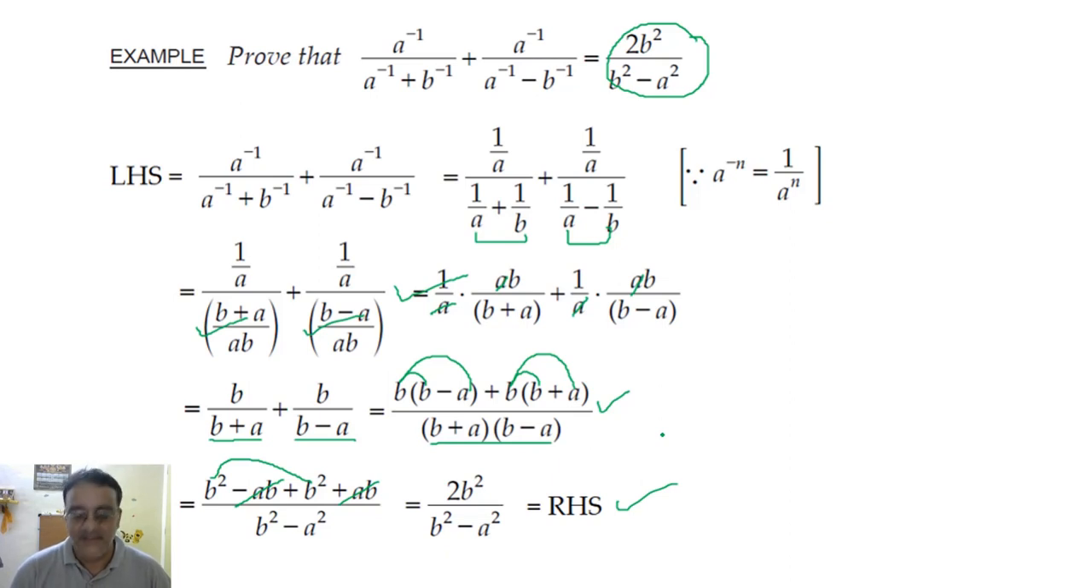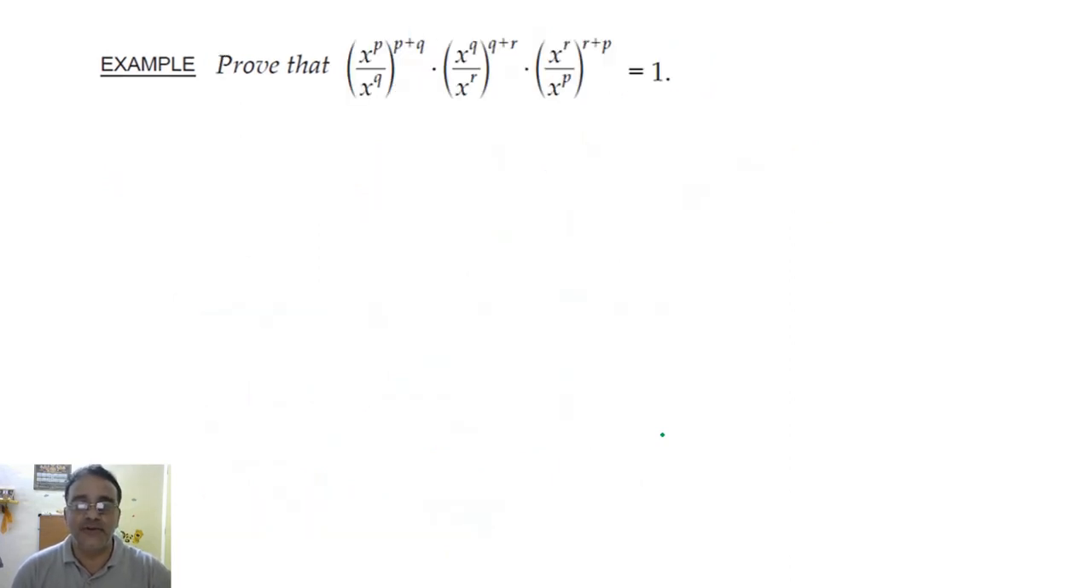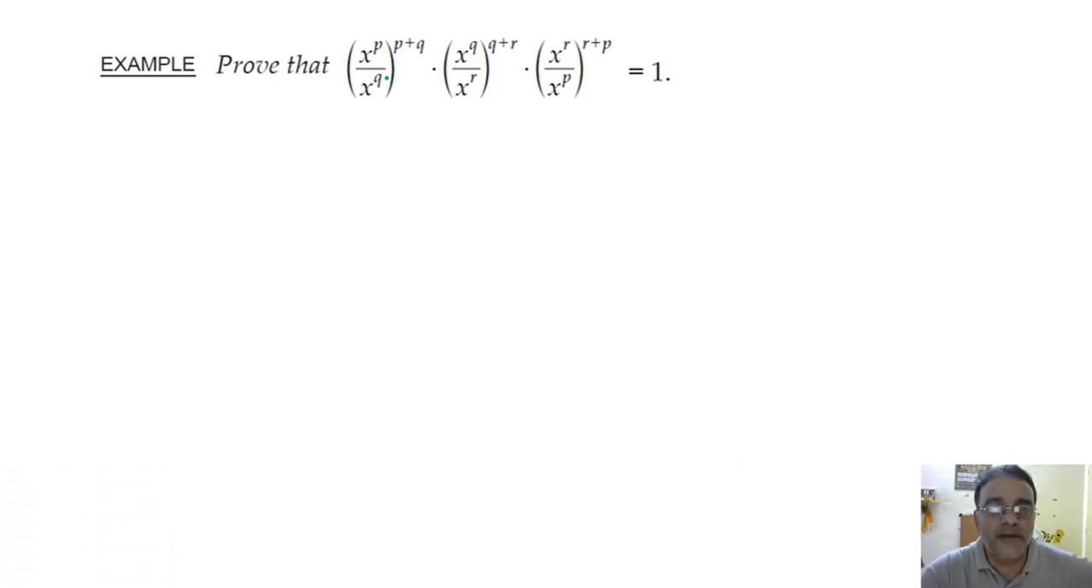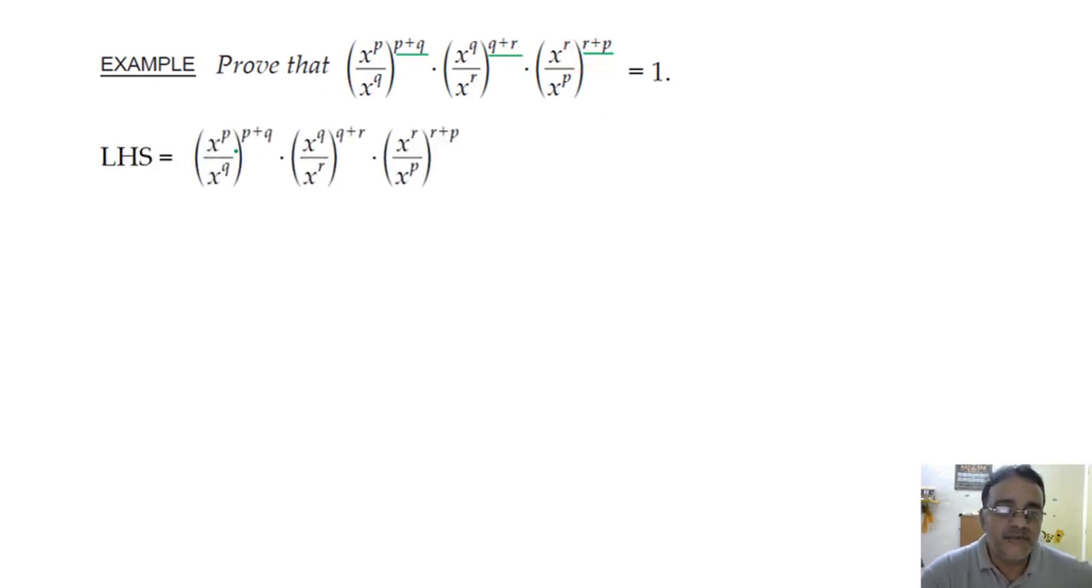No, sir. So let us move towards one more question. Prove that (x to the power p upon x to the power q) whole to the power p plus q, (x to the power q upon x to the power r) whole to the power q plus r, (x to the power r upon x to the power p) whole to the power r plus p. So we'll take LHS first. Now what will we do in this?